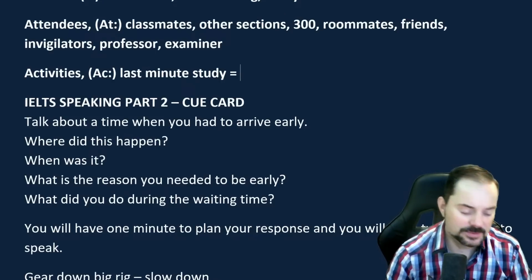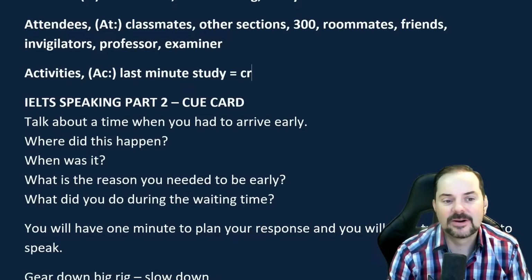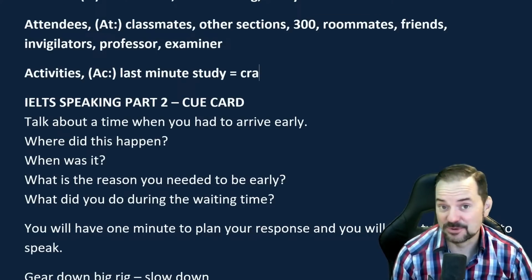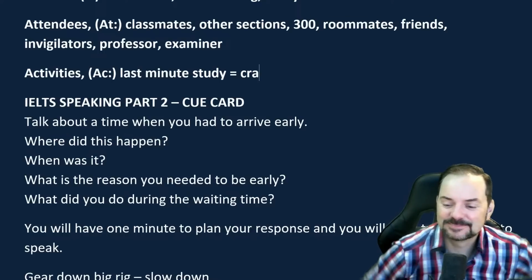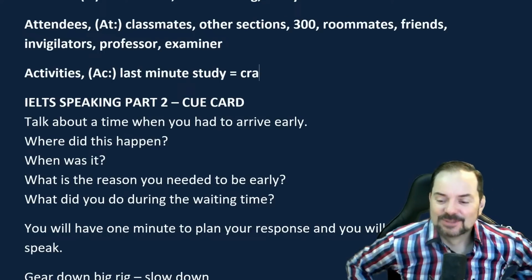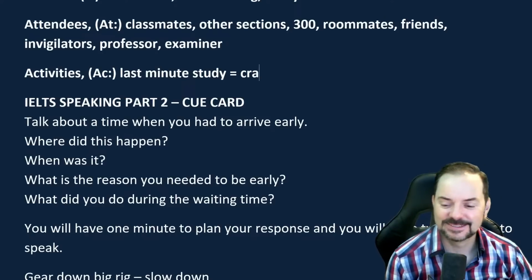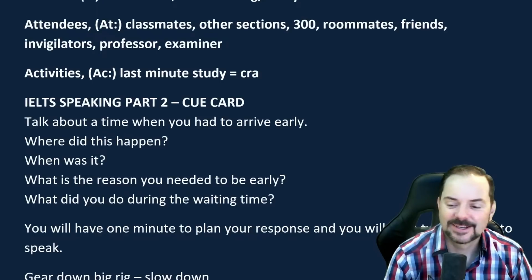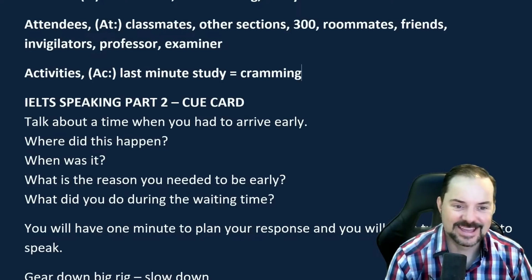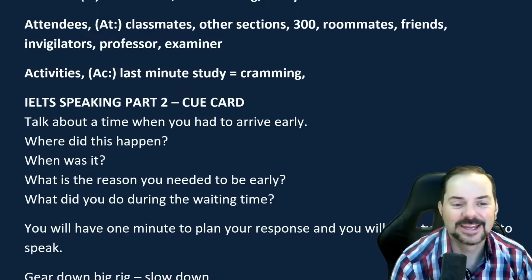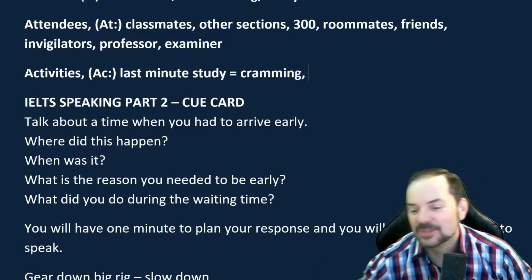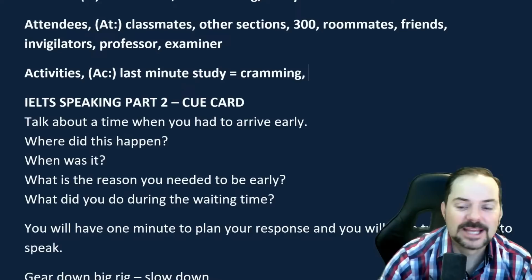There's a way we say that. It starts with a C. C-R-A are the first three letters. Try to do it without Googling first, okay? It's called cramming. You're cramming, okay? Cram means to try to stuff or really pack in tight. It's called cramming. Okay, so last minute cramming.